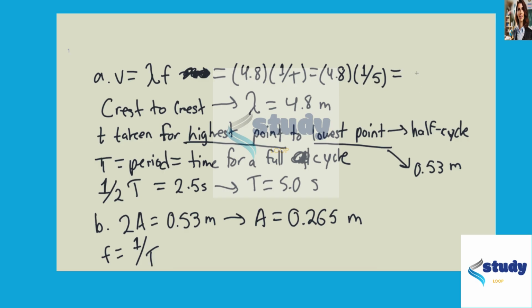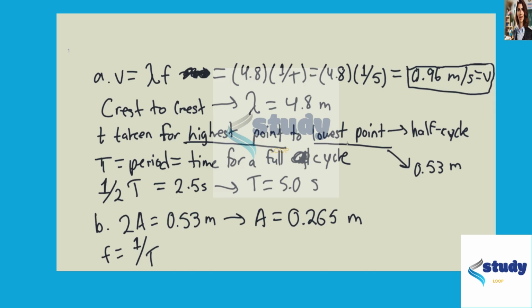This is going to be 0.96 meters per second. So this will be your answer for part A. This is going to equal the speed of propagation, rather, how fast the waves are passing by the fisherman. And then this will be your amplitude for part B, because it's simply half of the distance from the highest point to the lowest point.